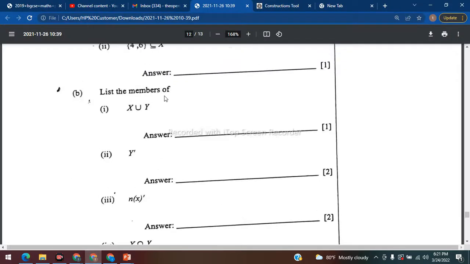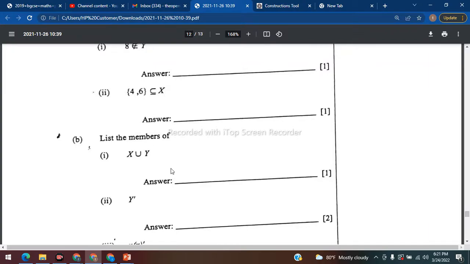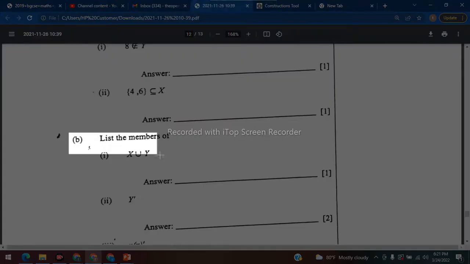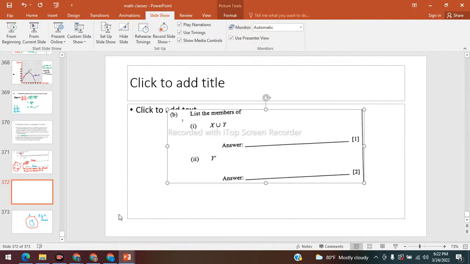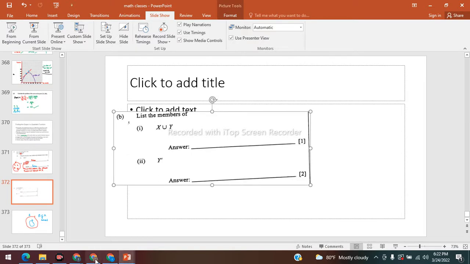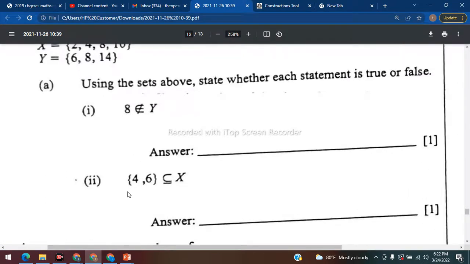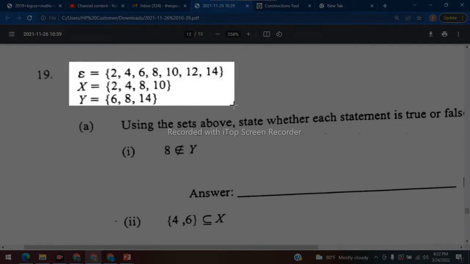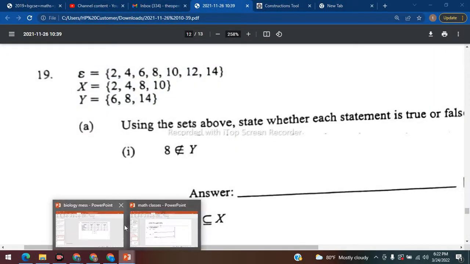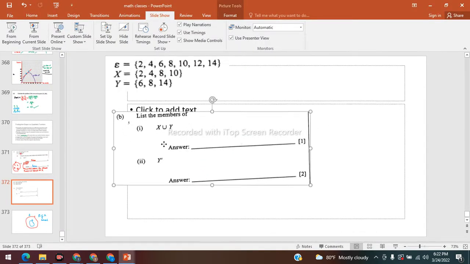So these are the questions right here. We want to list the members of this, then we want to list the members of this one. So let's put it all together. Remember, sets is one of those big topics that you must know how to do. They should be natural to you. Any sets question you need to be able to do properly, because they come in rounds of 10. So you need to know your sets properly.